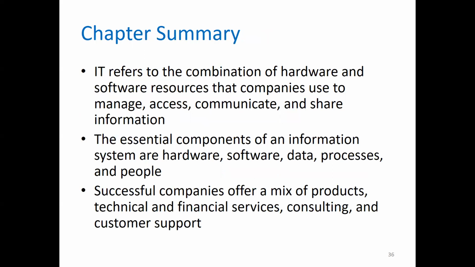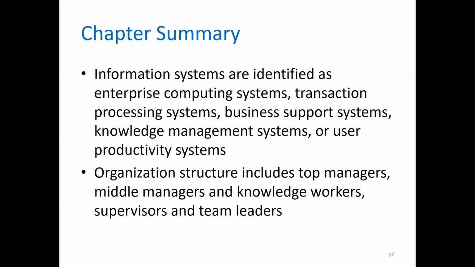Chapter summary. IT refers to the combination of hardware and software resources that companies use to manage, access, communicate, and share information. The essential components of an information system are hardware, software, data, processes, and people. Successful companies offer a mix of products, technical and financial services, consulting, and customer support. Information systems are identified as enterprise computing systems, transaction processing systems, business support systems, knowledge management systems, or user productivity systems.